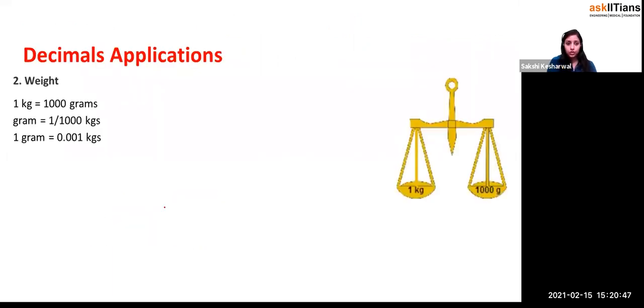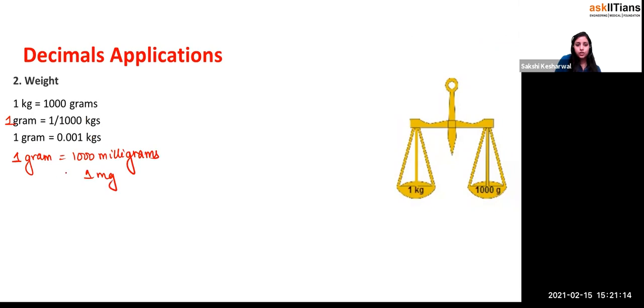Okay, let's come to the weight of the decimals. We see that 1 kg is equal to 1000 grams. So 1 gram is equal to 1 by 1000 kg. And you should also know that 1 gram is equal to 1000 milligrams, and 1 milligram, we write it as mg, is equal to 1 by 1000 grams, right? GMS, that's the grams.